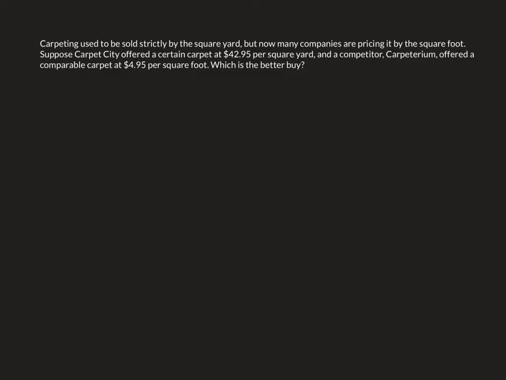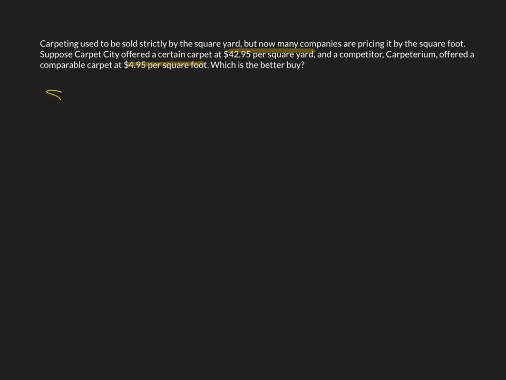Here we are looking at example D, so you can read through that problem. What we're going to be doing is comparing Carpet City offering carpet at $42.95 per square yard, and a competitor, Carpetorium, is offering the comparable carpet at $4.95 per square foot. And we're trying to figure out which is a better buy. So to be able to compare them, we do need to have them at the same unit. So let's just write down what we know right now.